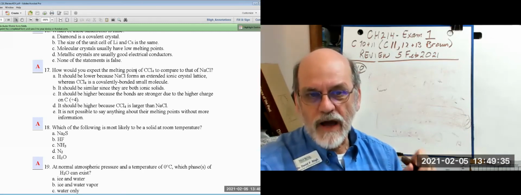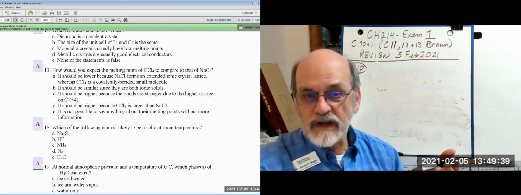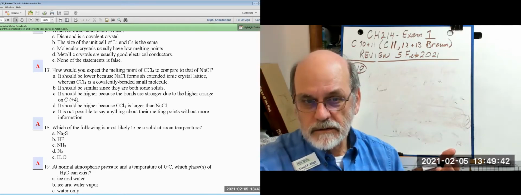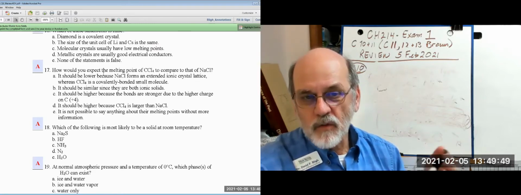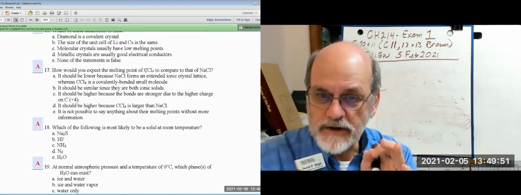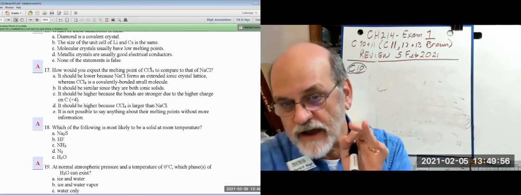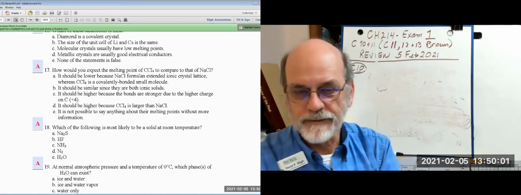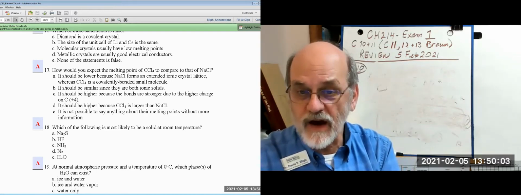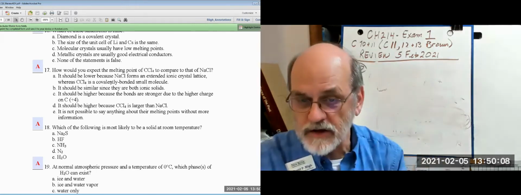Okay, so how would you expect the melting points to compare? Should be lower, because sodium chloride forms an extended ionic crystal, whereas carbon tetrachloride is a covalently bonded small molecule. When you're comparing carbon tetrachloride to sodium chloride, the value for carbon tetrachloride should be lower because sodium chloride forms an ionic crystal lattice, whereas carbon tetrachloride is a covalently bonded small molecule. That's true.